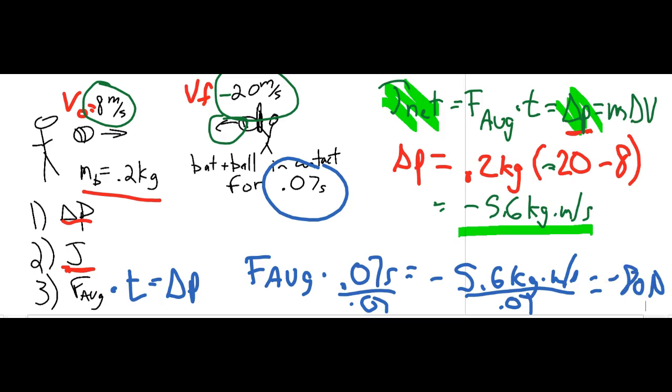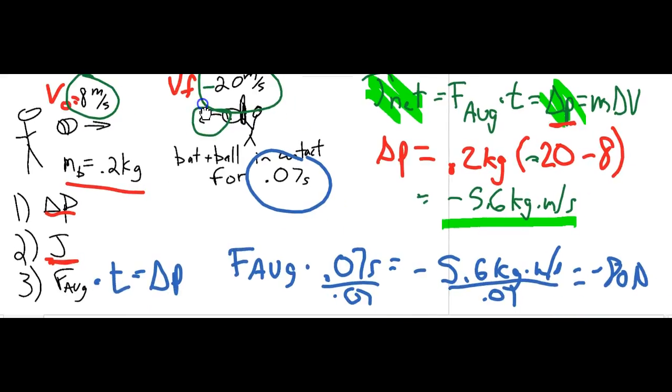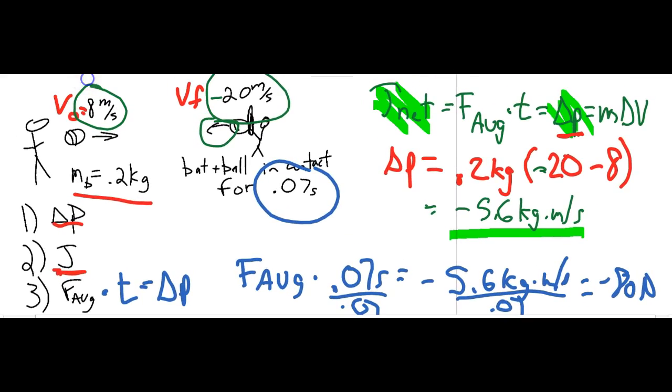Always need to go back and check, does it make sense? From the picture up here, I can see that the force, this is on the ball, the force on the ball is this direction. And we know that force should be a negative. What would the force be on the bat? If the force on the ball by the bat is negative 80, the force of the ball on the bat should also be negative 80.